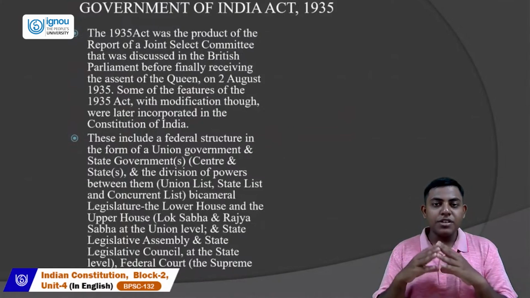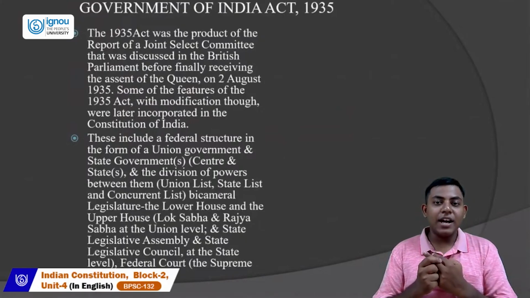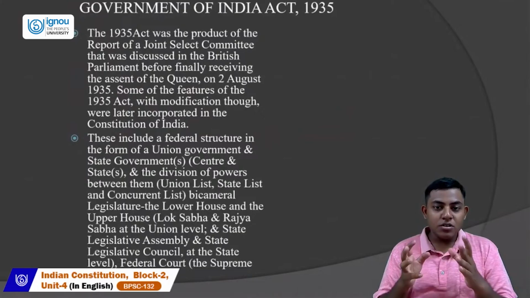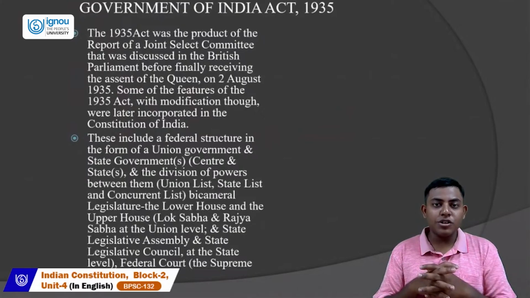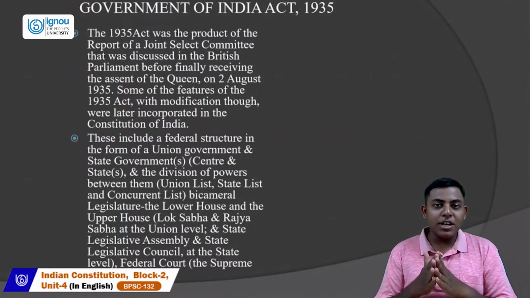Right now, we have the seventh schedule to our constitution, which is enshrined in Article 246. In the seventh schedule, there are three lists in which the subjects of legislation have been enumerated. List 1 is called the Union List, which has 98 subjects. List 2 is the State List, which has 66 subjects, and the last one is the Concurrent List, which has 47 subjects.